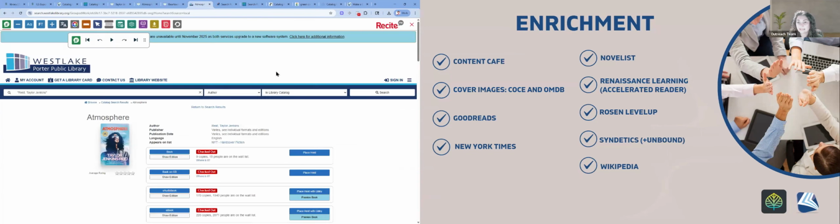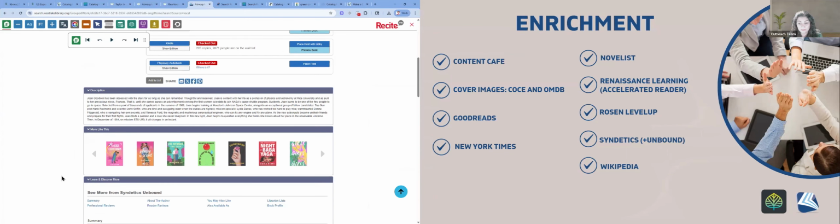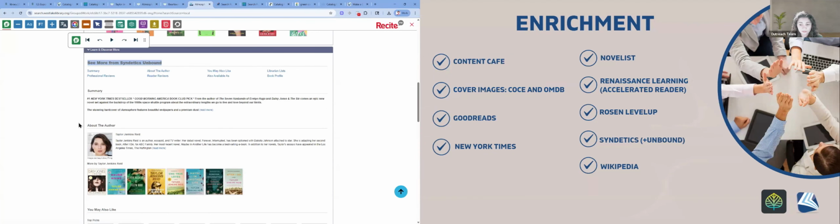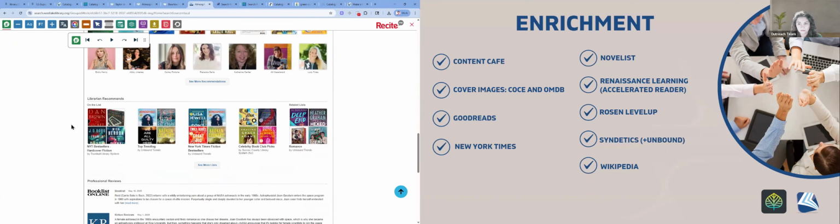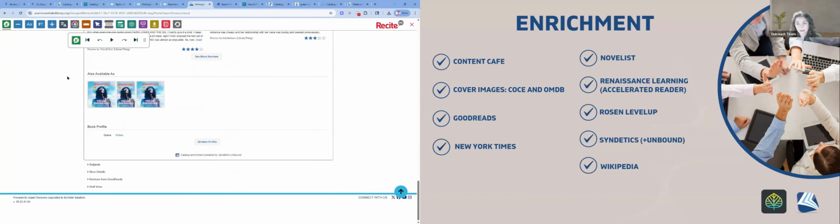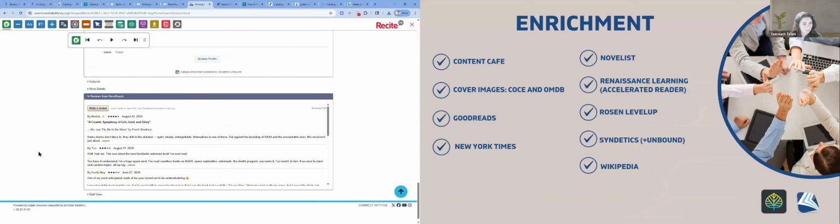Another example is Wesley Porter Public Library with Koha on the backend. So as you can see, their view looks a little bit different. They are also using Syndetics Unbound, which they renamed Learn and Discover More. And it includes reviews, other formats available. They also integrate reviews from Goodreads.